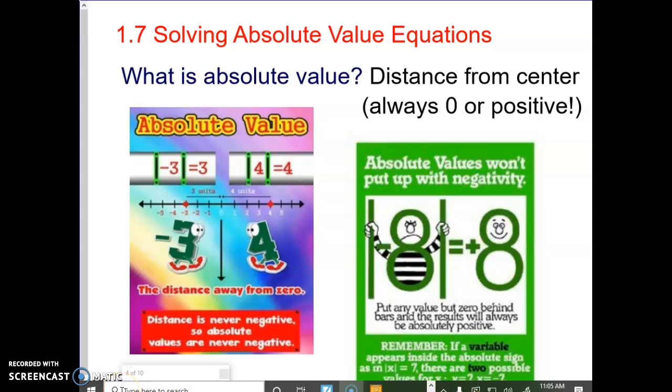So we're going to solve absolute value equations, which means we need to know what an absolute value actually is. And we actually had some absolute value symbols on like the first worksheet or the second worksheet I gave you. I think it was 1.2. And a couple people asked me about them.